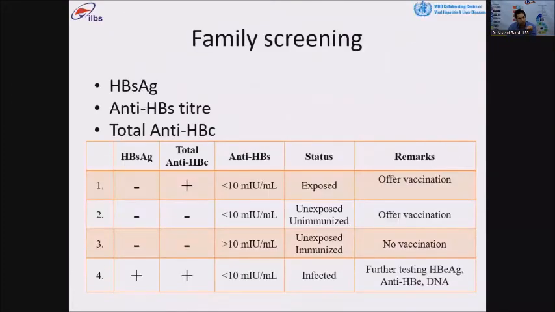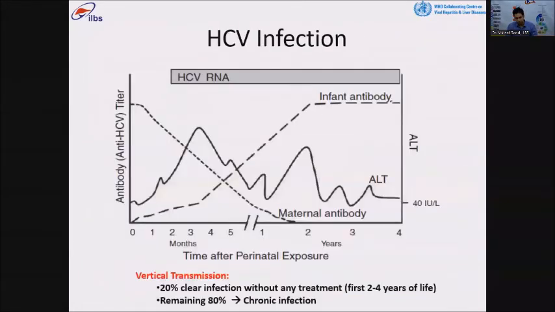Family screening is most important. If you have picked up an adult or pediatric patient who has come to you with an HBsAg positive report, it's mandatory that you tell them that all first degree relatives, at least your parents, siblings, and children, should get themselves tested for hepatitis B. If they turn out to be negative, they should be vaccinated and their titers should be checked to ensure that seroconversion has taken place.